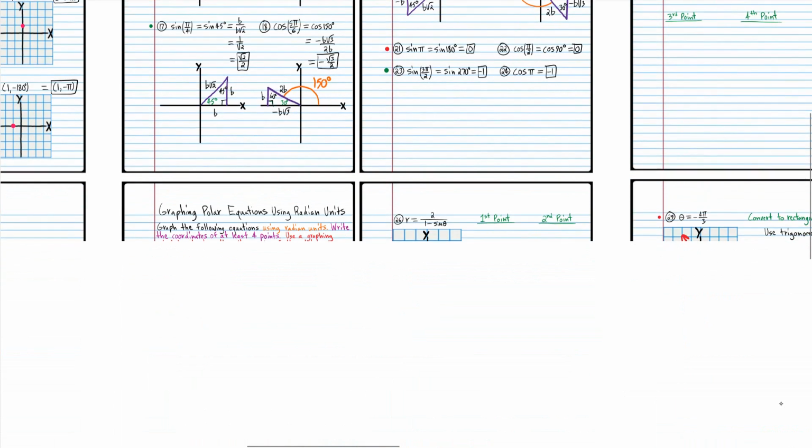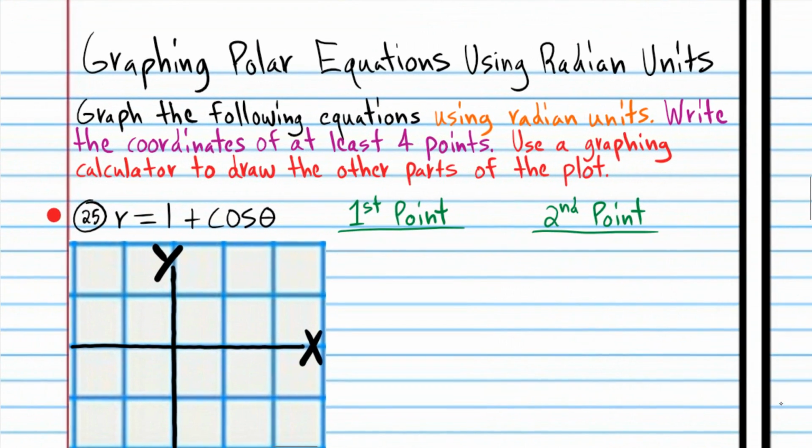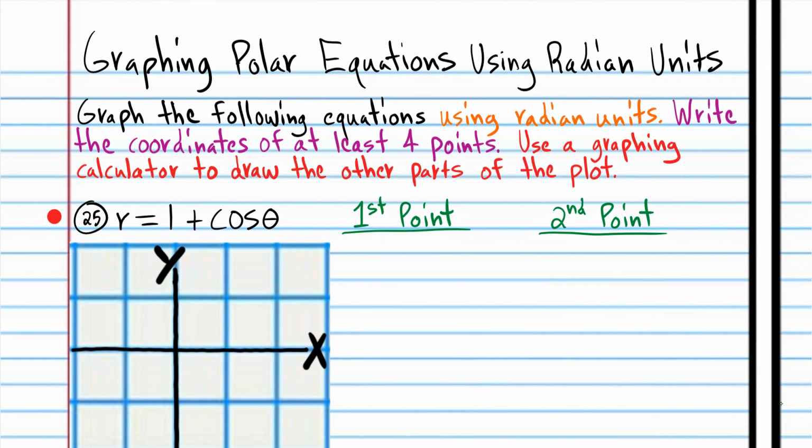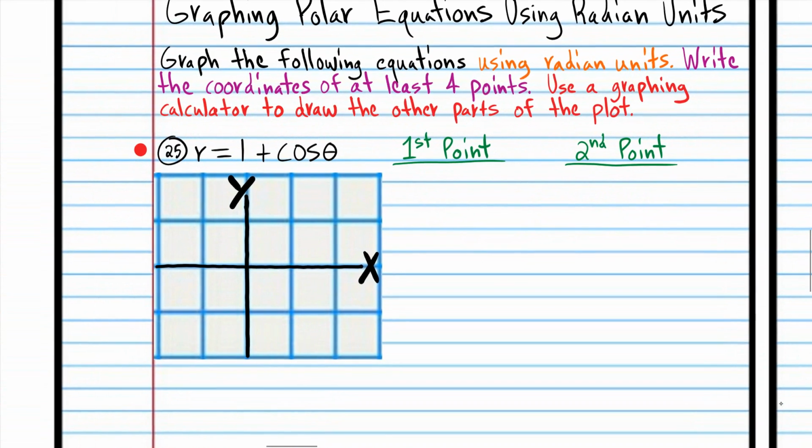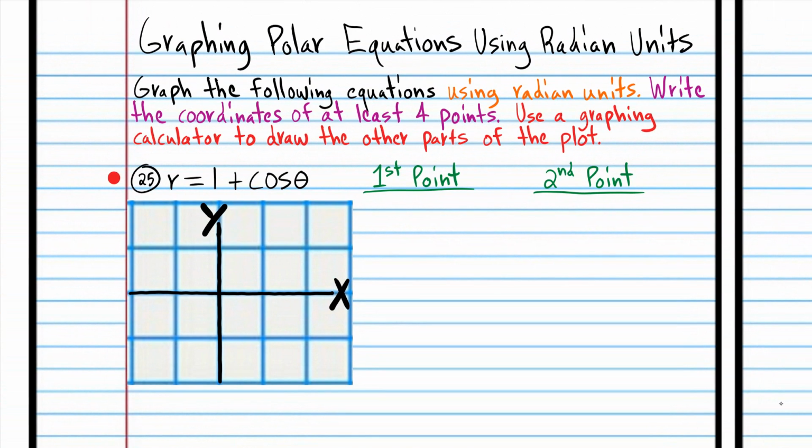And so now we're going to move on to something that we haven't done yet, and that is graphing polar equations using radian units. So we've graphed polar equations with degree units for angle measures, but we haven't done it for radian units for angle measures. So we have a polar equation. How do we know it's polar? Well, because we have theta and r instead of x and y.